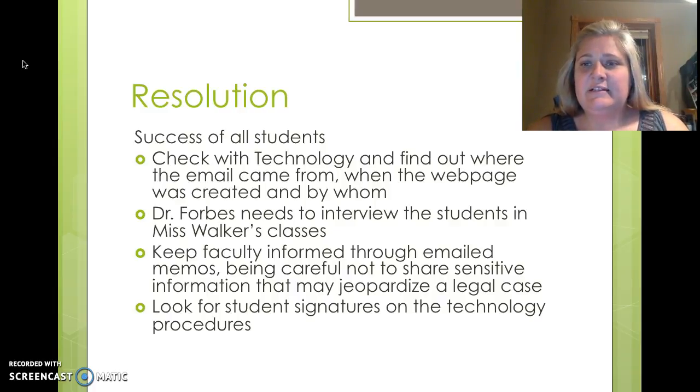Every student signs their student handbook at the beginning of the year, and it talks about technology and the use of it and the consequences if misused. Another thing, Dr. Forbes, when interviewing the students, needs to pose questions that can be written down, with their statements written down at the time of interview. Interview one at a time, not in a group setting, and just be careful of the sensitive information.